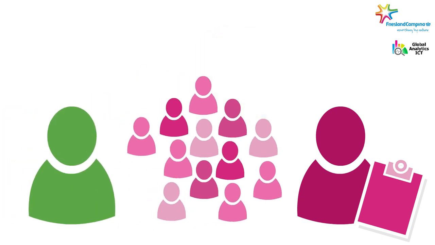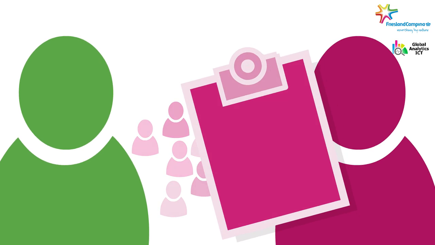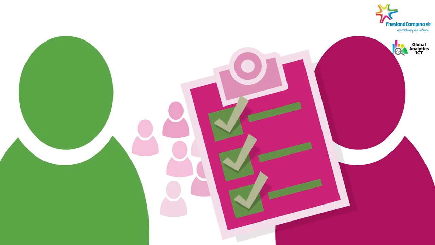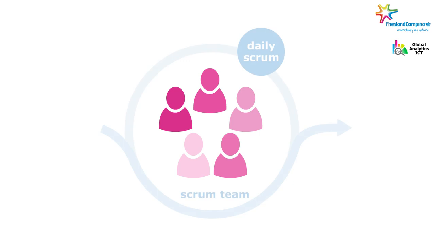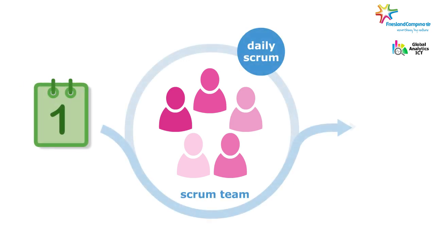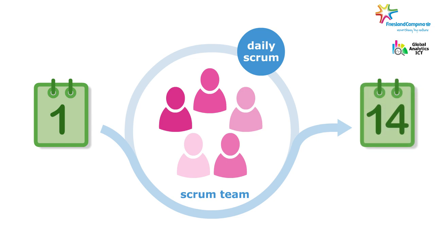Together with the development team and product owner, the Scrum Master helps determine the definition of done for each task and for the product at large. The development team carries out the work in a short work cycle called a sprint. The sprint has a start date and an end date.